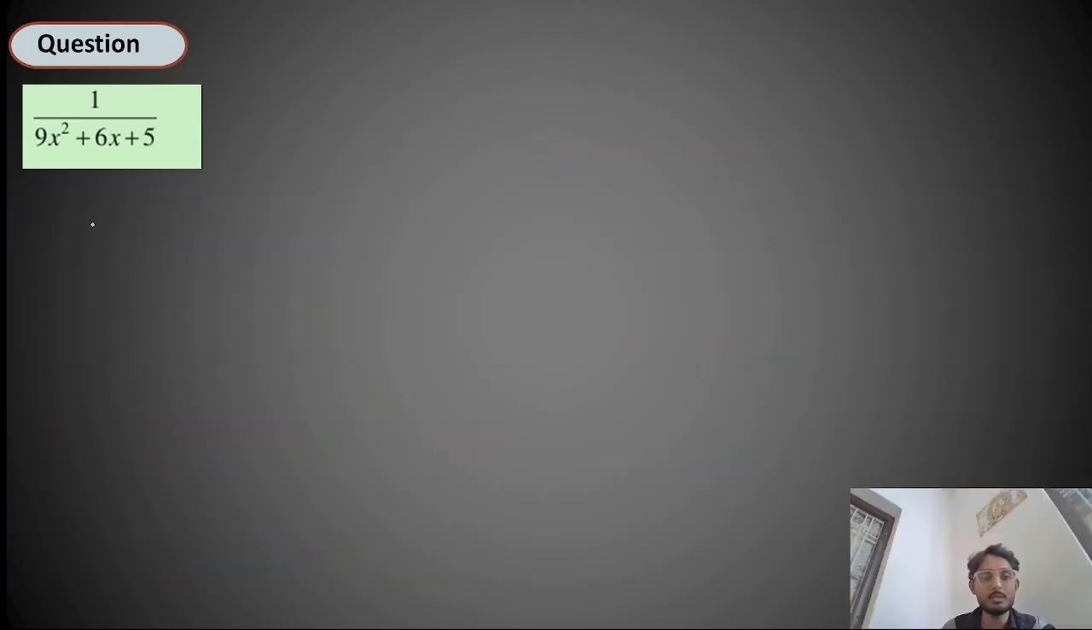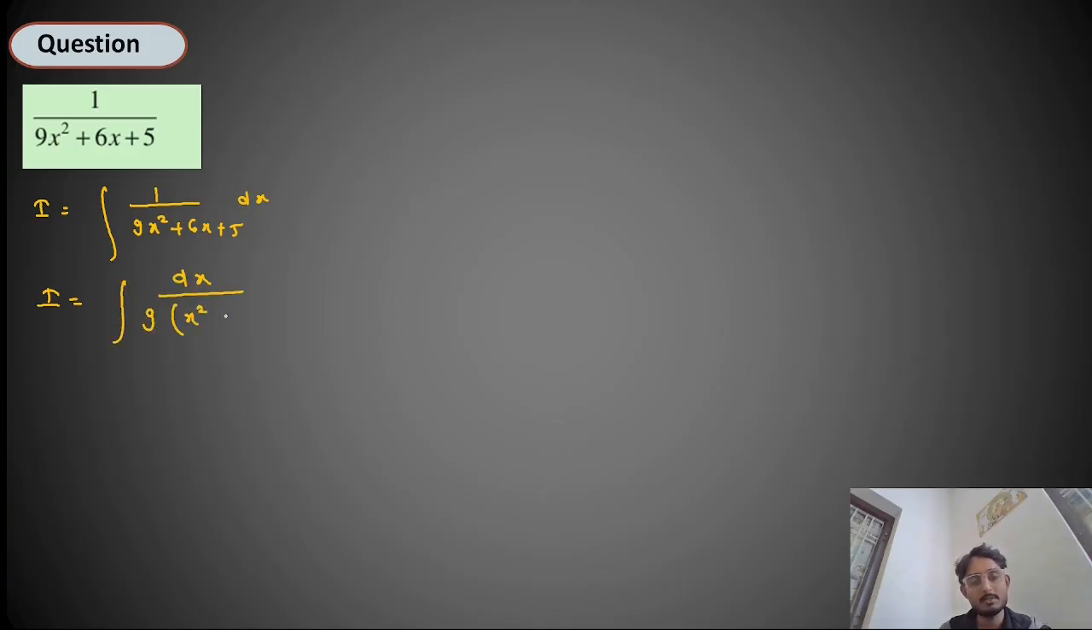Okay. One question we have is I equal to integral of 1 upon 9x square plus 6x plus 5 dx. How can you solve this question? So I equal to, first of all you will take 9 as common because you have to make the coefficient of x square as 1. So dx upon, take 9 as common, x square plus 6 upon 9 x plus 5 upon 9.